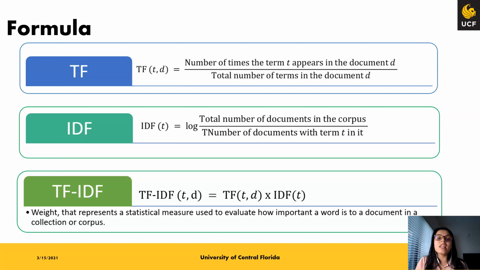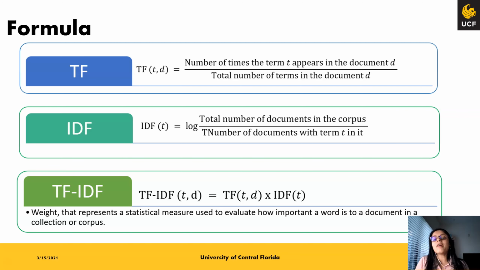The IDF is the log of the total number of documents in the corpus divided by the total number of documents with the term T in it. So what we want to see here is, from all the documents, which ones have the word T in them. Let's say that we have 100 comments, and from those comments, we only have the word car in 3 of them.